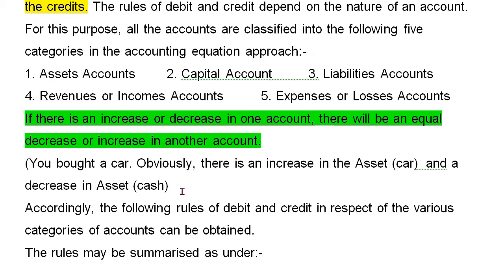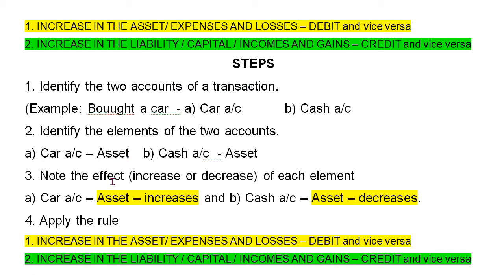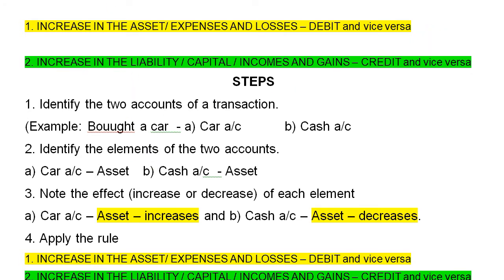Which will increase and which will decrease? Let us see. And what should be done with that? That also will proceed. Accordingly, the following rules of debit and credit in respect to the various categories of accounts can be obtained. The rules may be summarized as under. Entries in the asset, expenses and losses, debit and vice versa. Entries in the liability, capital, incomes and gains, credit and vice versa. These are the two rules.